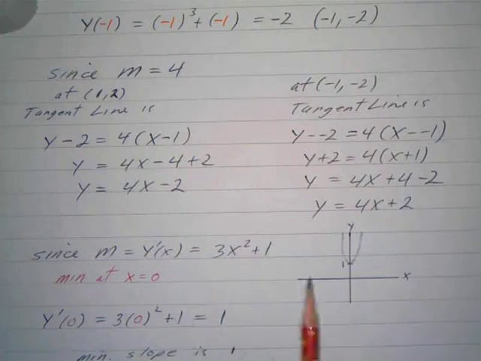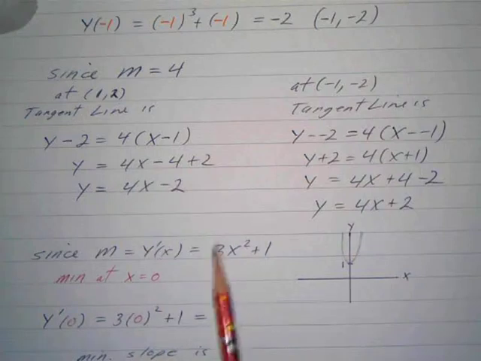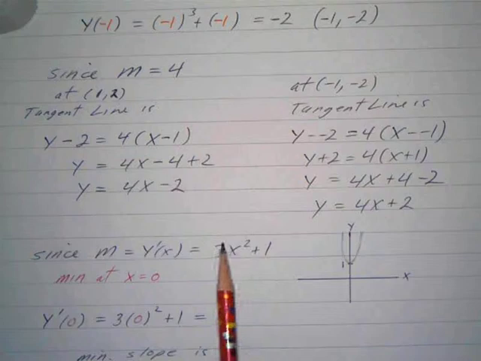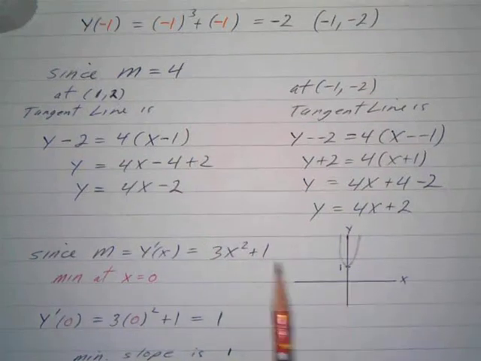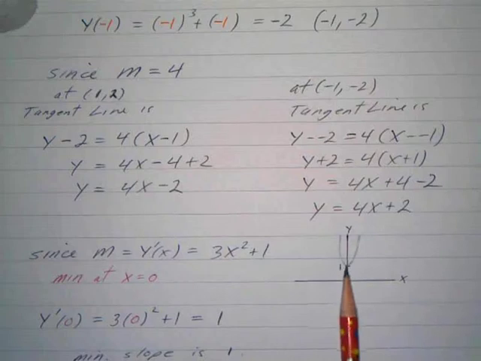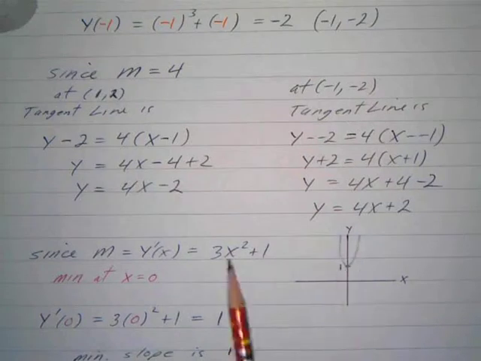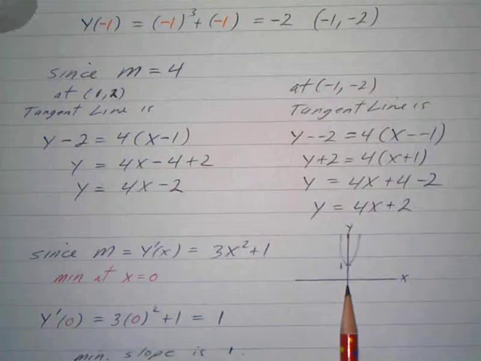If I just sketch this parabola, it's going to be a little skinnier, since it's 3 times x squared rather than a standard x squared parabola. It's not shifted left or right, but it's just shifted up. So that's going to be where the vertex is. This is about what it would look like. So I will have a minimum value when x is 0.